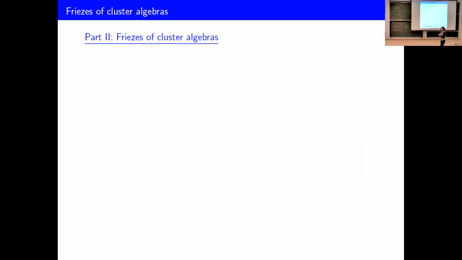Okay, so I think I have taken too much time talking about what a cluster algebra is and what a cluster variety is, in rather simple terms. So now I start talking about friezes of cluster algebras. We can formulate this both from the algebraic point of view and from the geometric point of view.